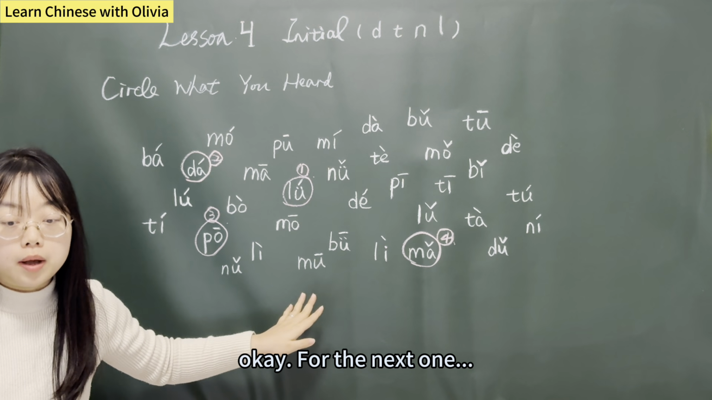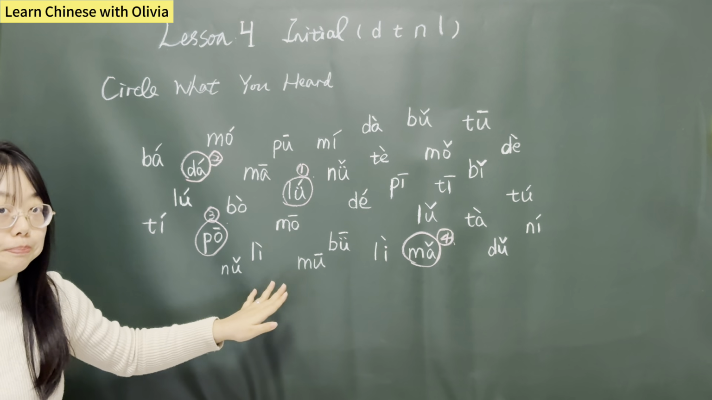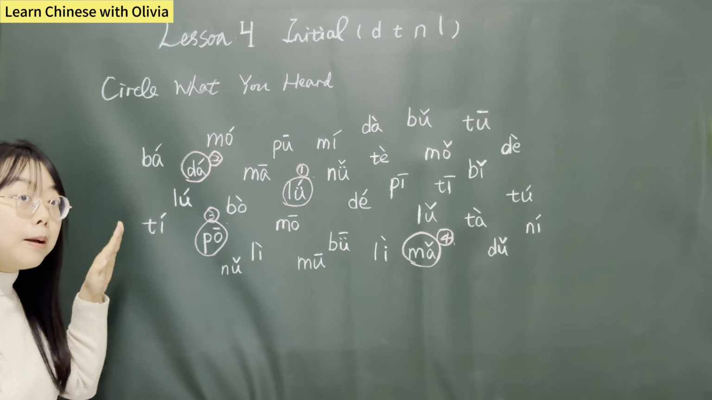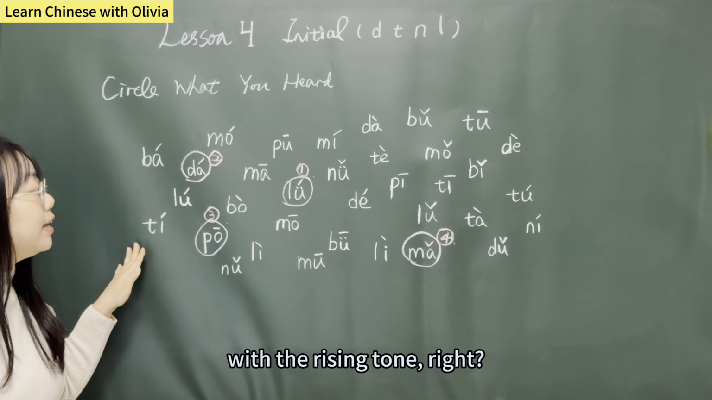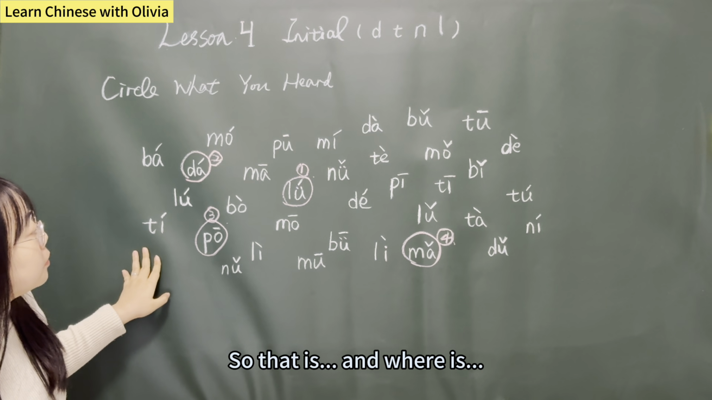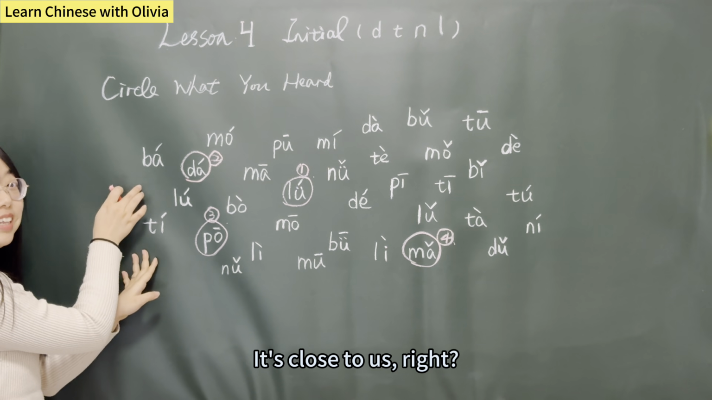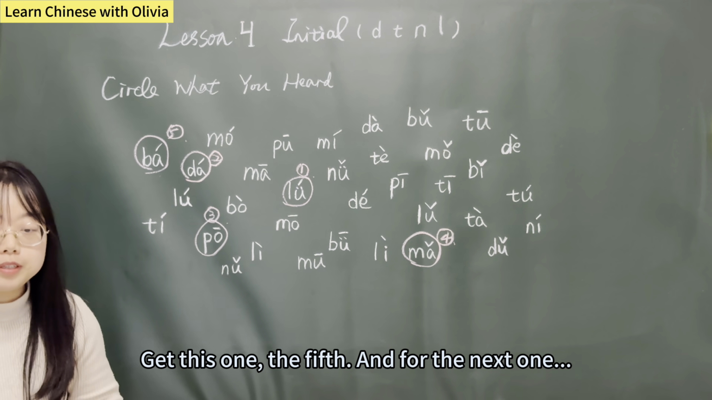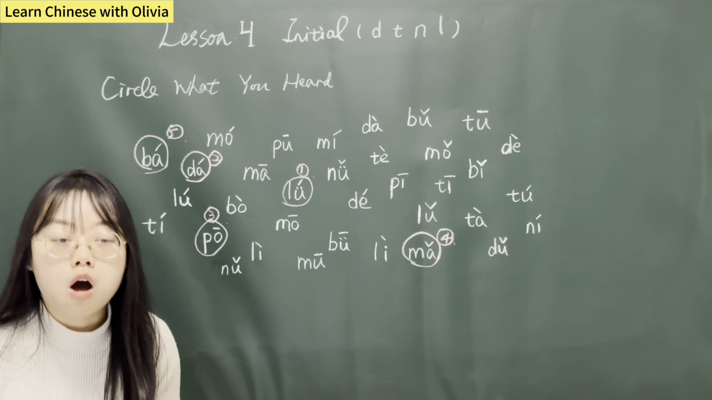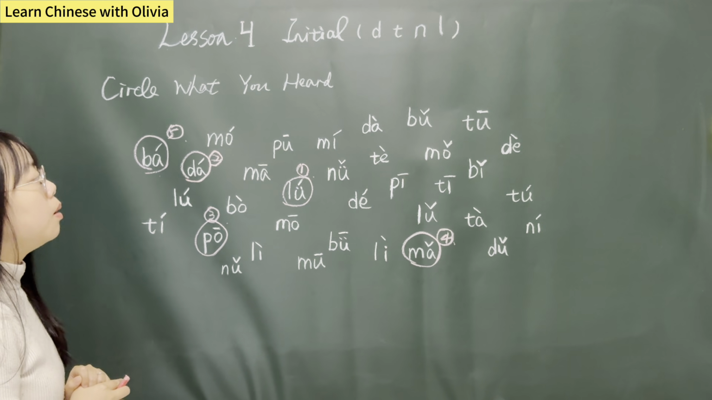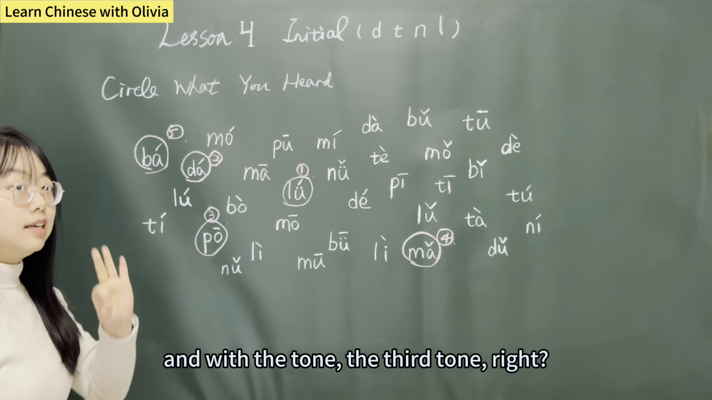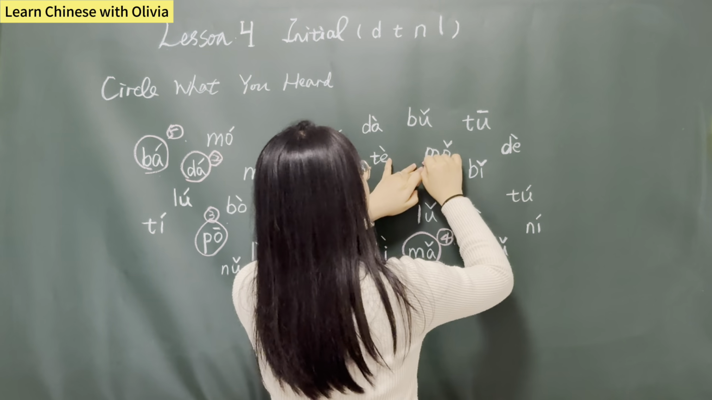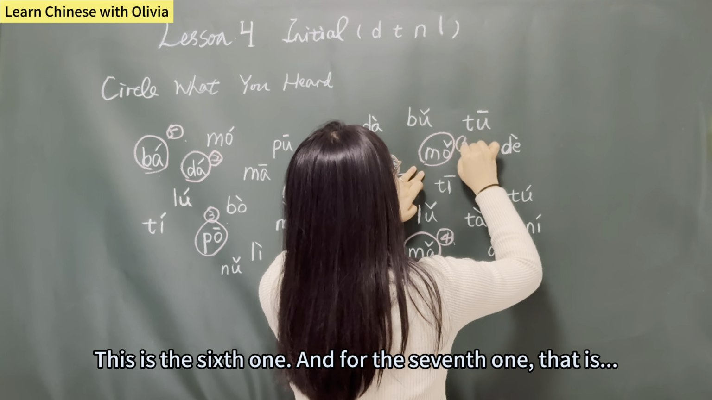Okay, for the next one, 把. Can we find it? It seems like 波 with the rising tone, right? So that is 把. Where is 把? It's close to us, right? For this one, the 5th. And for the next one, 摸, with the third tone, right? 摸. We get it. This is the 6th one.